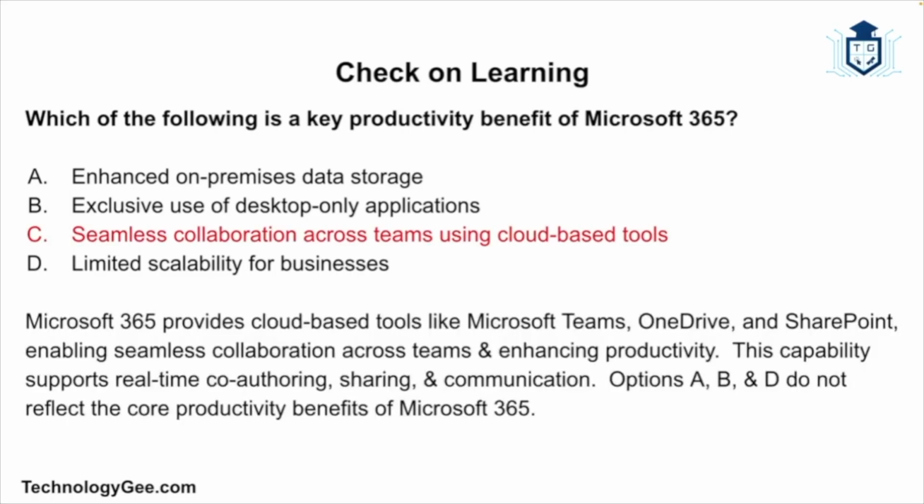And the correct answer is seamless collaboration across teams using cloud-based tools. So Microsoft 365 provides cloud-based tools like Microsoft Teams, OneDrive, and SharePoint, enabling seamless collaboration across teams and enhancing productivity. This capability supports real-time co-authoring, sharing, and communication. Options A, B, and D do not reflect the core productivity benefits of Microsoft 365.